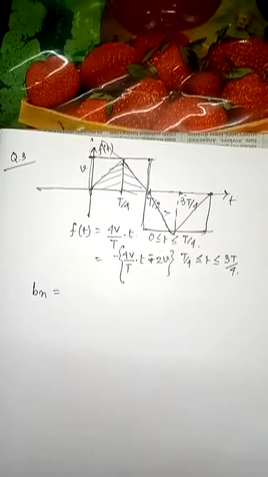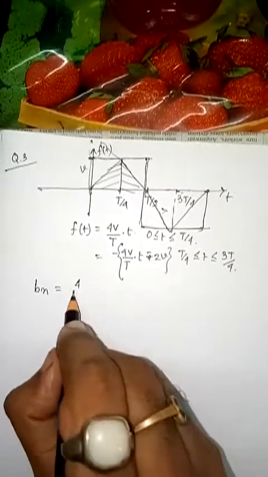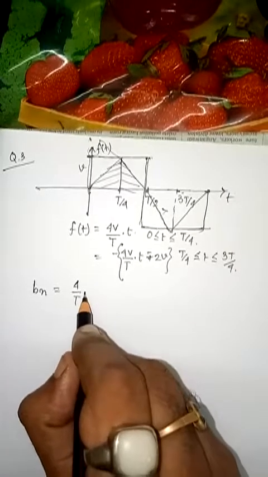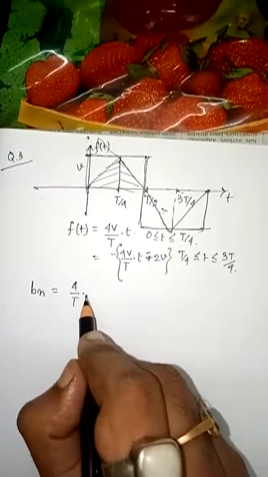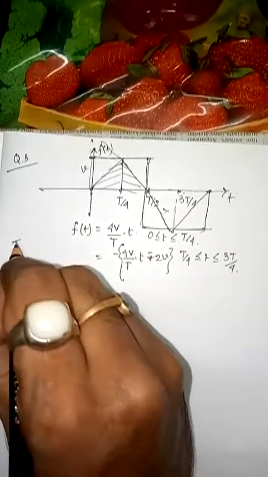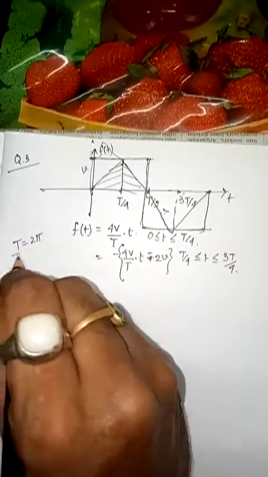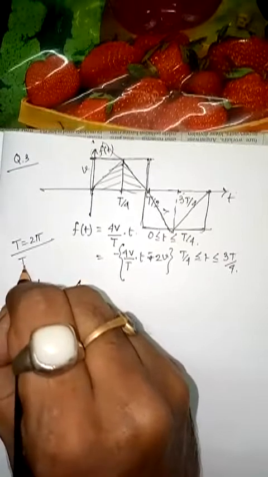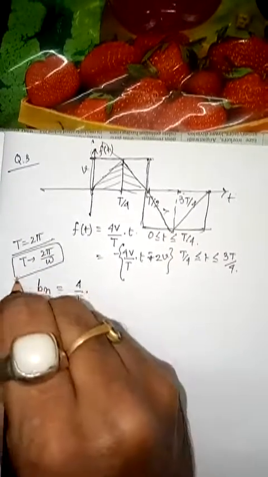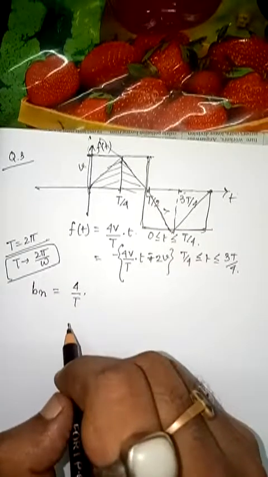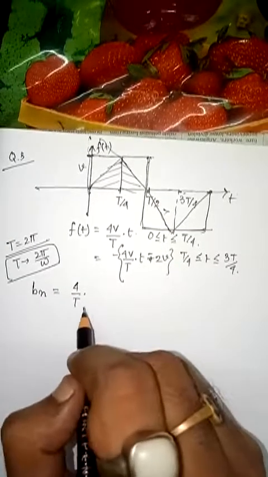So Bn equals 4 by T. Now the question may arise, why is it 4 by T? Because here T is not equal to 2 pi. Here T equals 2 pi by omega, as I told you in the first class. So always you have to take that 4 by T transformation of this.